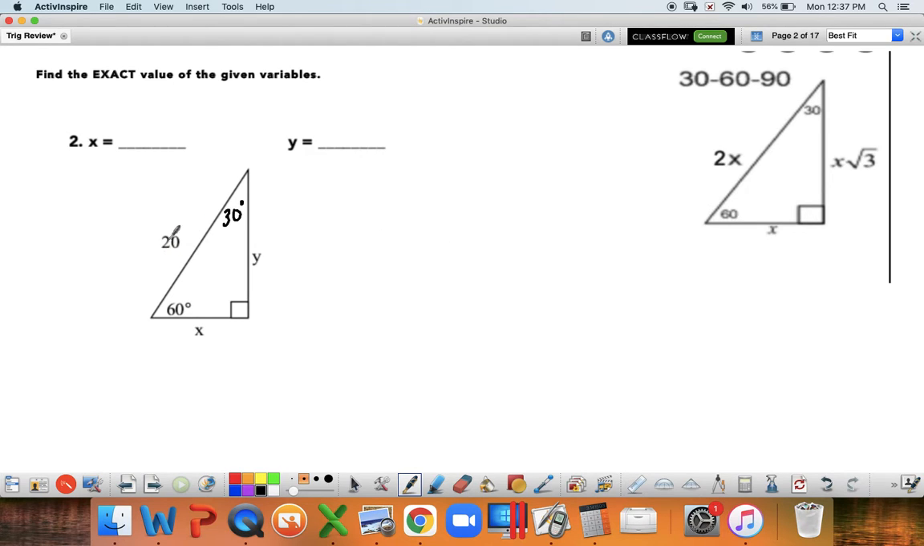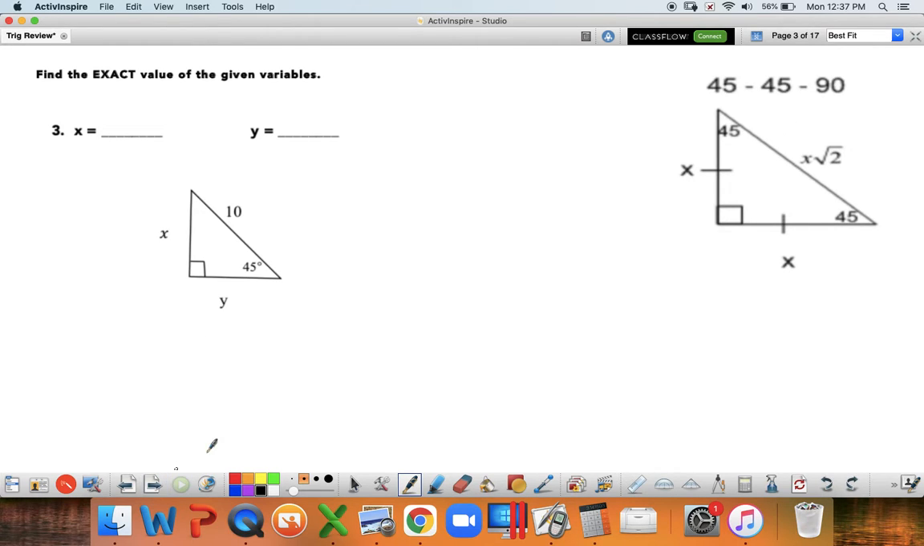So over here, because across from my hypotenuse is 20, I know that across from the 30 degrees is just going to be half of that, so it's 10. And then across from my 60 is going to be 10 square root of 3. See how quickly we were able to do that just by understanding the proportional relationship of special right triangles.